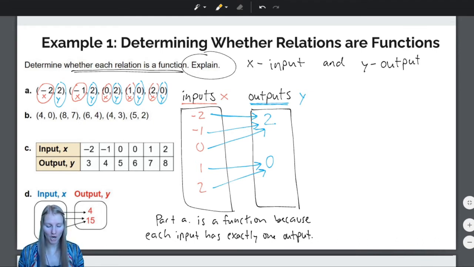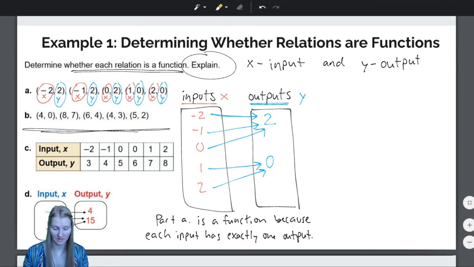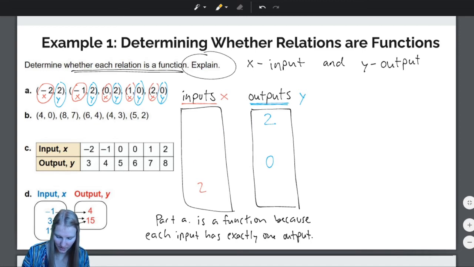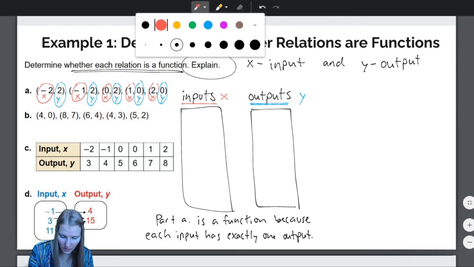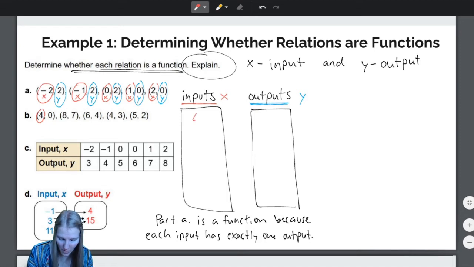Now, part B also gives us some points to look at. So, let me erase the arrows and the numbers that we have here, and let's just do part B with the same boxes. So if you need to, pause the video so that you can redraw another set of boxes in your notes, and then unpause it and let's continue the problem. I have my x's come first, so I have 4, 8, 6, 4. Oh, 4's already there. We won't write it twice. 4's already there. And 5.